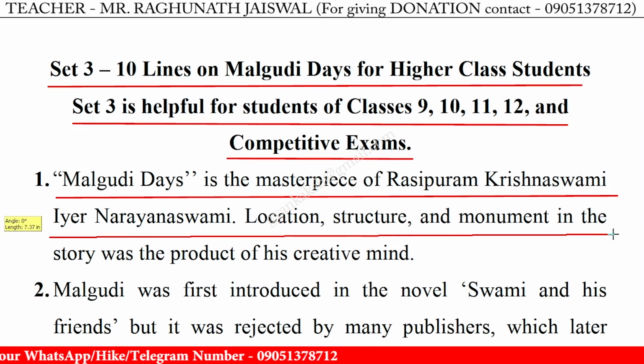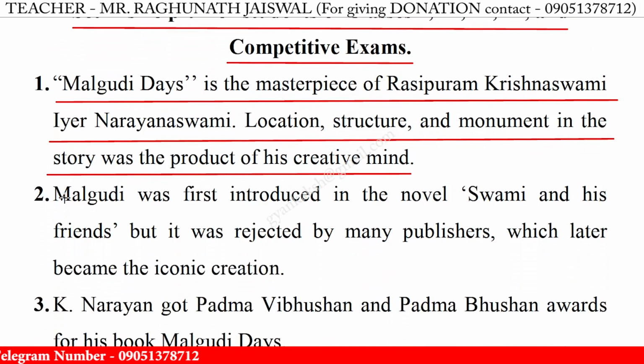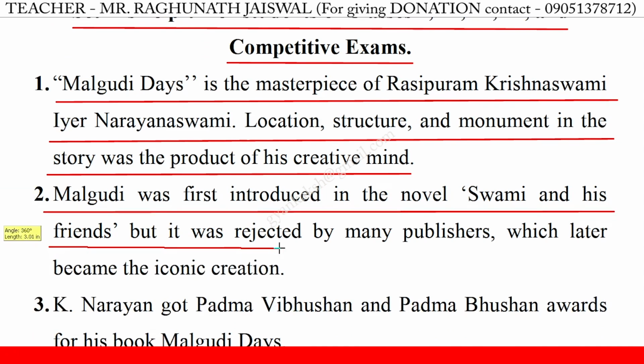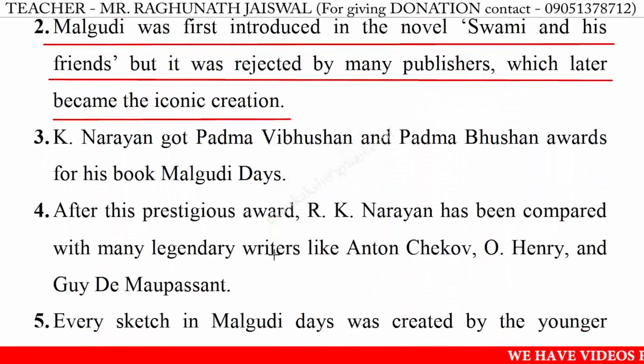Location, structure and monument in the story was the product of his creative mind. 2. Malgudi was first introduced in the novel Swami and His Friends, but it was rejected by many publishers, which later became the iconic creation.